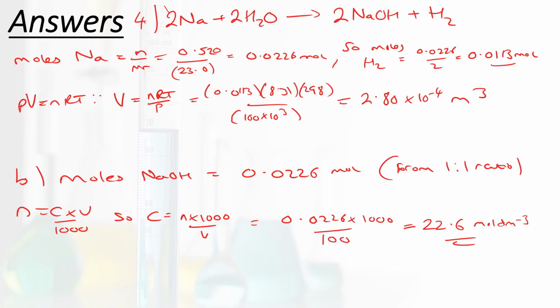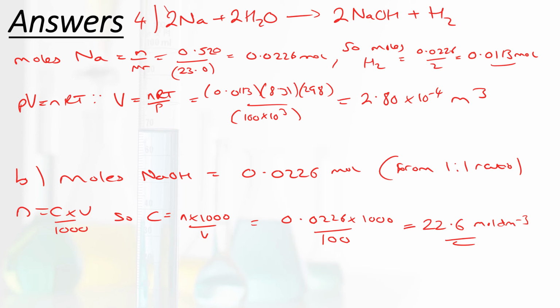And then we need to look at the mole ratios. 2 moles of sodium react with 2 moles of water to give 2 moles of sodium hydroxide, but only 1 mole of hydrogen. So the moles of hydrogen are half the amount of moles of sodium, 0.0113 moles. So now we actually have the moles of the hydrogen. We can now put that into our ideal gas equation to work out the volume produced.